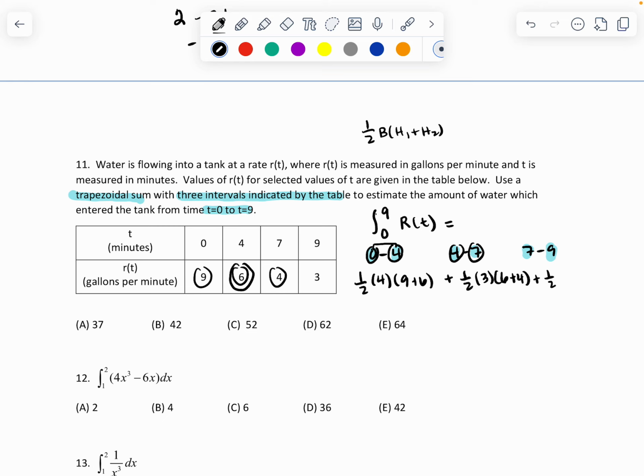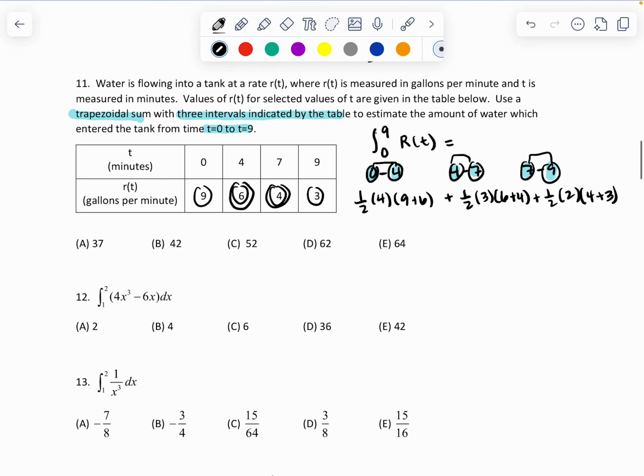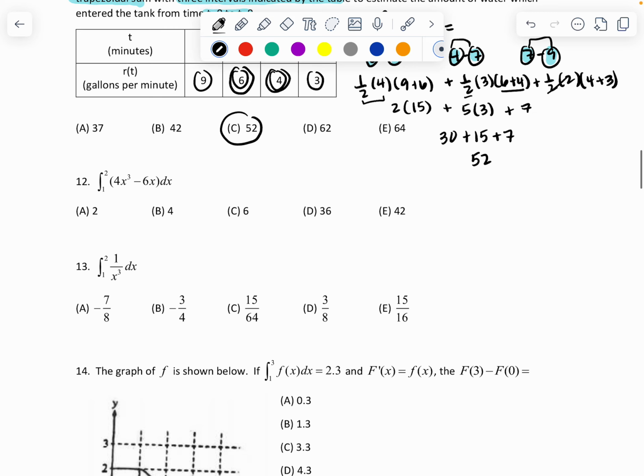And then plus 1/2, the base here, sorry, I forgot to hide the base, is 2. And then height 1 at 7 is 4. And then height 2 at 9 is 3. Okay, so putting all this together, we've got 1/2 times 4 is 2, so this is 2 times 15, plus 6 plus 4 is 10, half of 10 is 5, so this is 5 times 3, and then this cancels and we get 7, so that's 30 plus 15 plus 7, which is 45 plus 7, which is 52, so your answer is C.